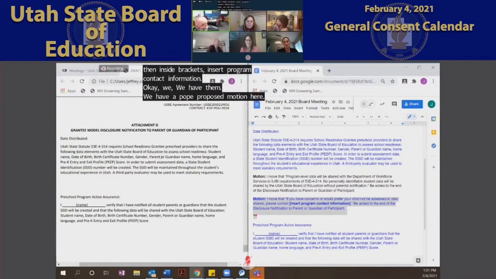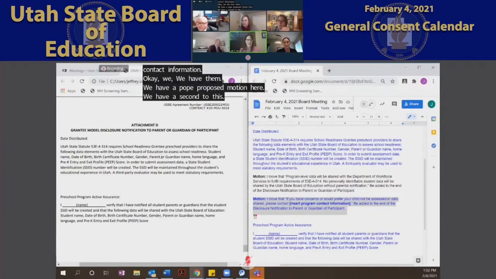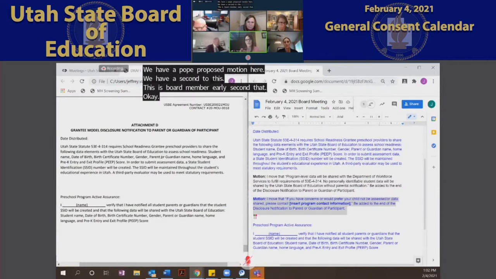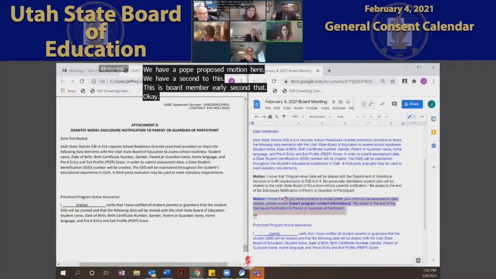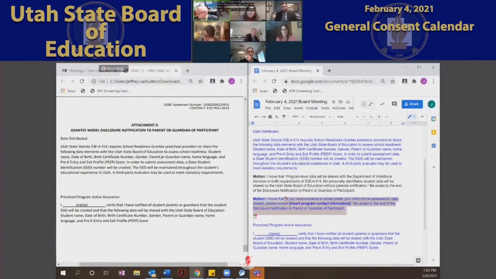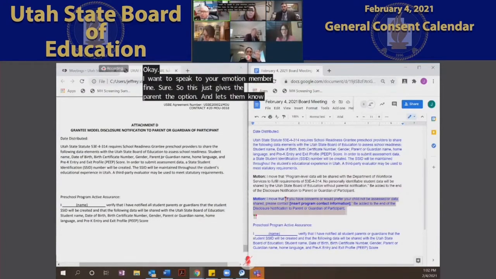Okay. Board member, do you want to speak to your motion, Member Klein? Sure. So this just gives the parent the option, or lets them know they have that option, to not participate in the data sharing program. And if they don't want to, then they know how to opt out of it by talking to their provider, which that information will be inserted for them so that they will know. Okay. Discussion to the motion. Member Lear?